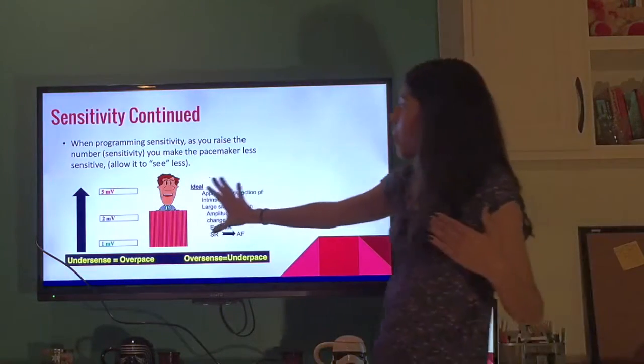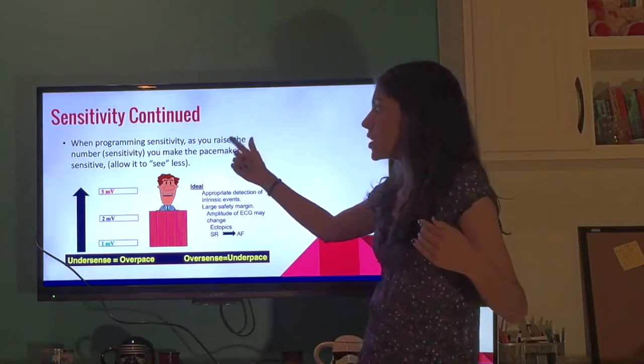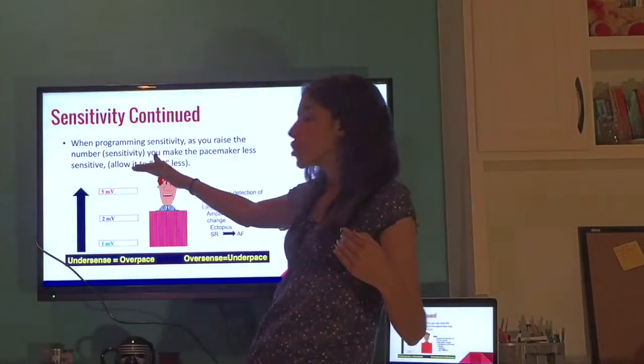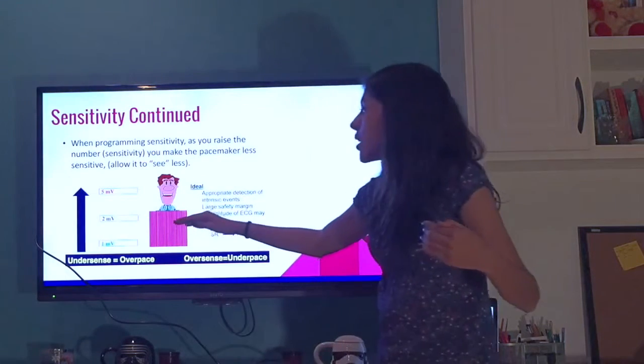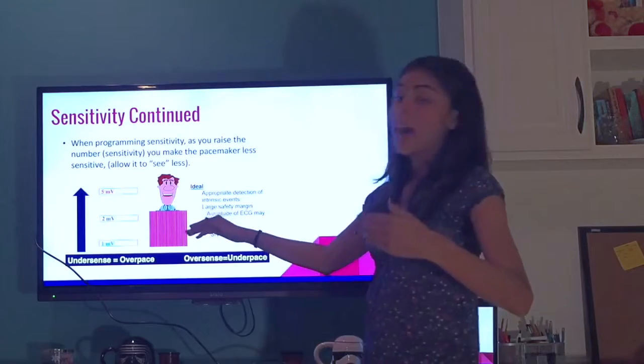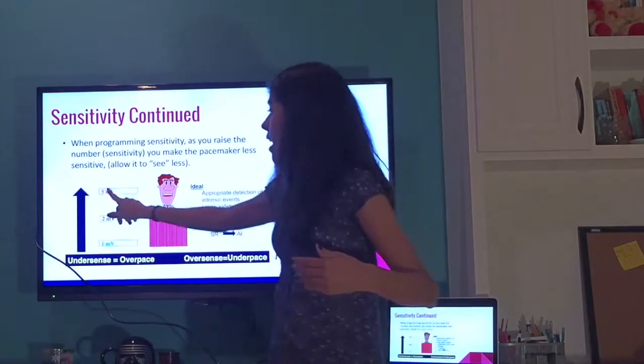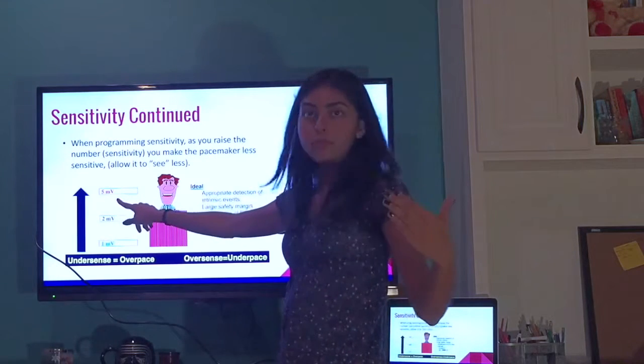So here's a better model. When we raise the sensitivity number, we're giving it a higher threshold of voltage. So the voltage at which it fires is going to have to be bigger and bigger until it reaches the threshold. For example, the highest one we have here is 5 millivolts.